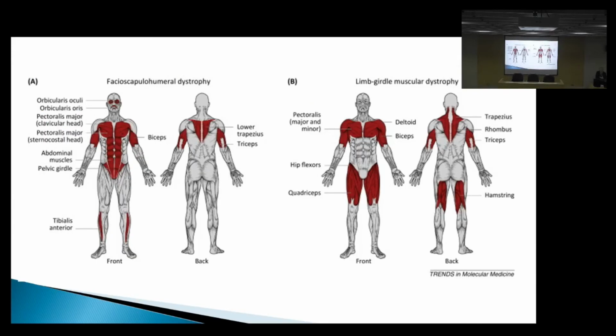Right? And here you have a slide presenting both to see how you can make the difference. So here you have limb-girdle muscular dystrophy, and here you have facioscapulohumeral dystrophy. These are quite easy to differentiate clinically. You just examine your patient and you know exactly which disease you are in front of.